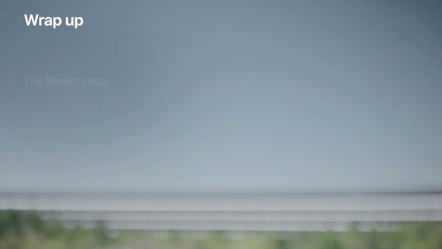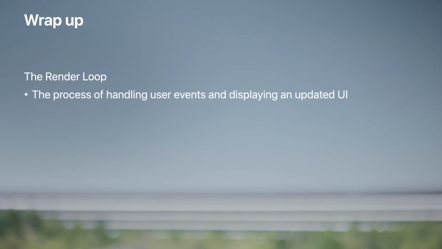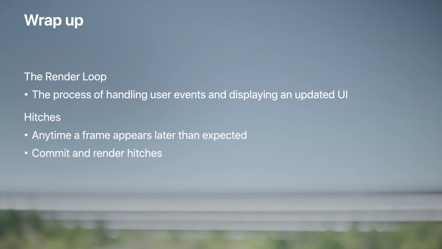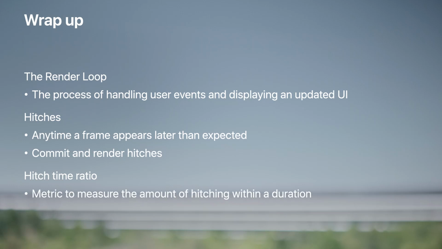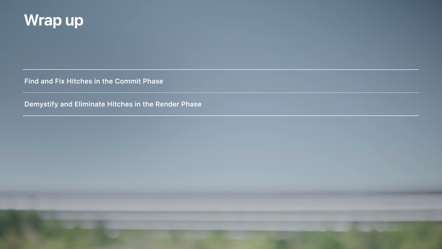To recap, today we discussed the render loop and how a new frame is displayed to the user. We looked at what a hitch is and the two types, a commit hitch and a render hitch. Finally, we defined the hitch time ratio to measure the amount of hitching experienced by users within a given duration. To learn more about the types of hitches and how to catch and fix them in your apps, please check out our 2 talks on commit hitches and render hitches.